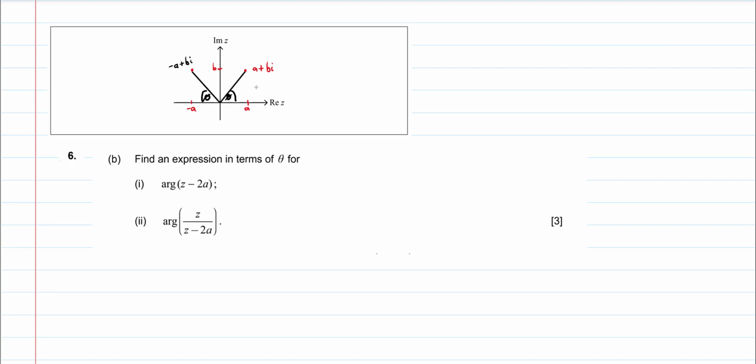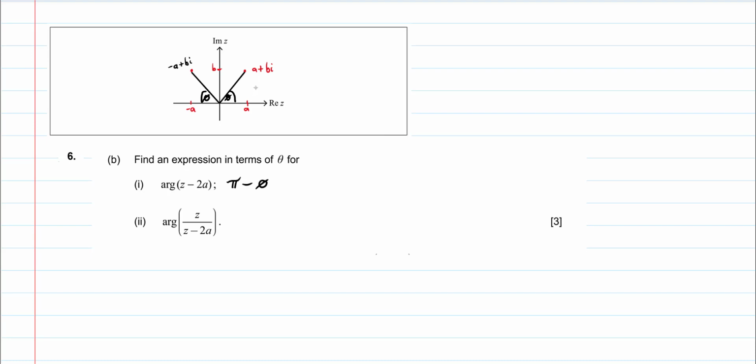And so the argument is going to be, well, if we go right round 180 degrees from the first quadrant all the way around, that's going to be pi radians, and then we just need to take off that theta, and that is our angle for the arg of z minus 2a. So it's just going to be pi minus theta. So that is 6b part 1.